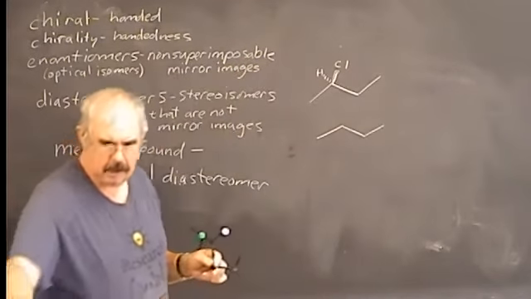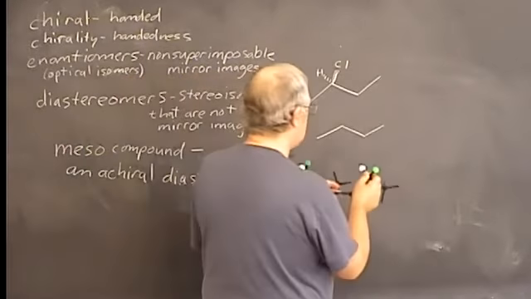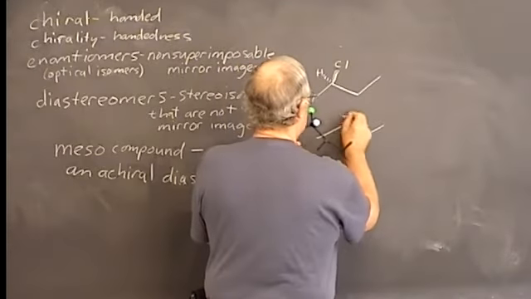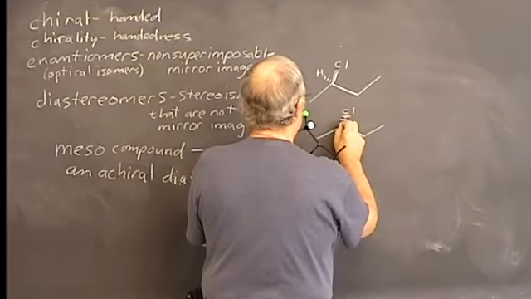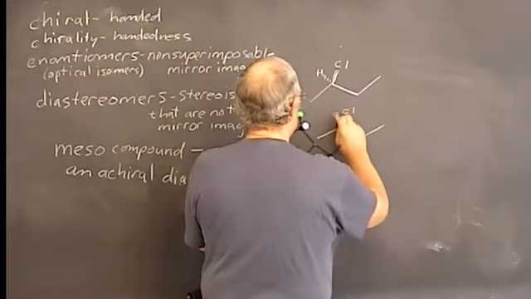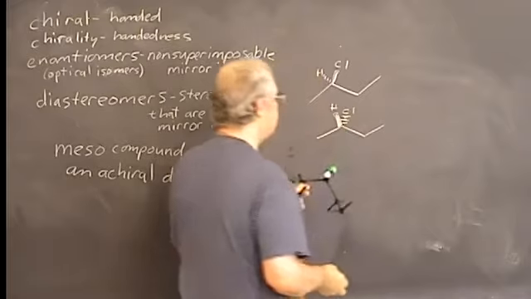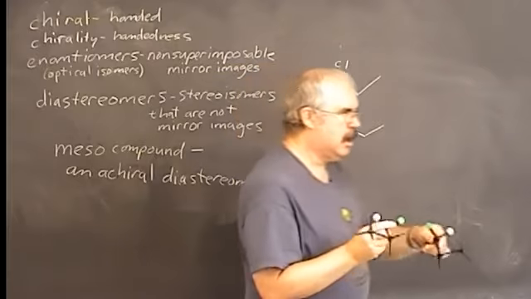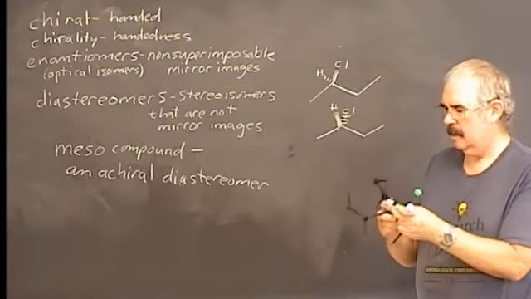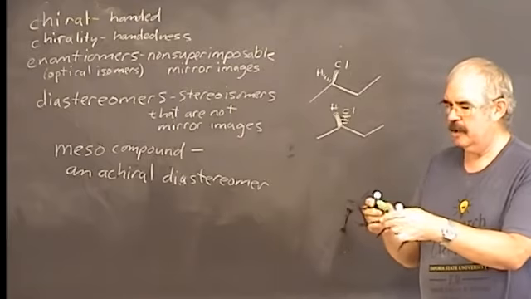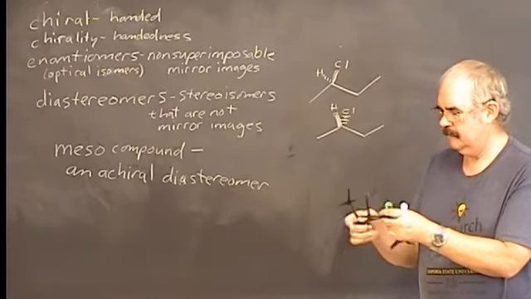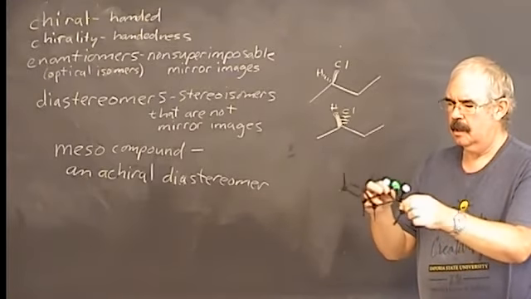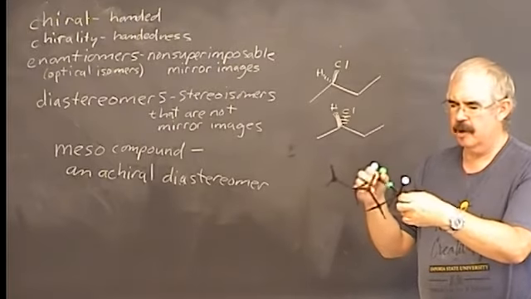Then I've made another model. This is also 2-chlorobutane. In this case, chlorine is going back and hydrogen is coming forward. These are mirror images. And we can imagine that you're looking in a mirror. And this would be the reflection, the mirror image.